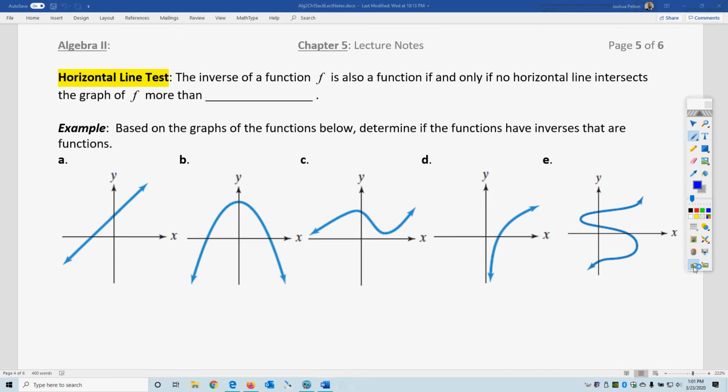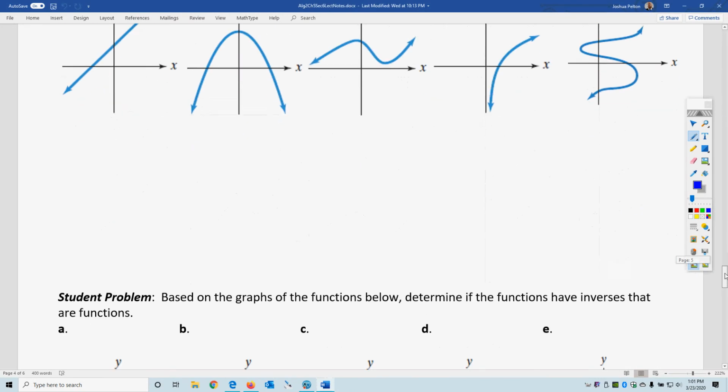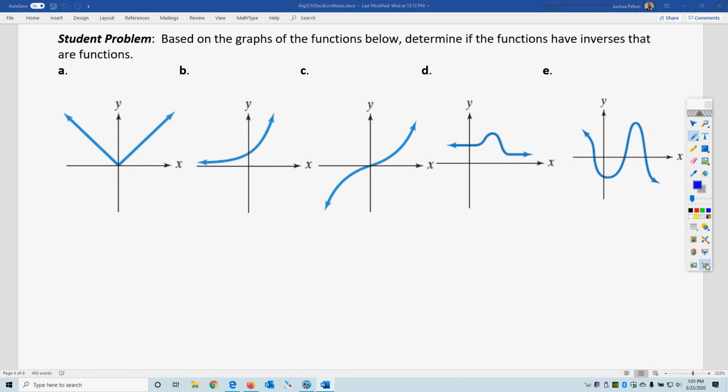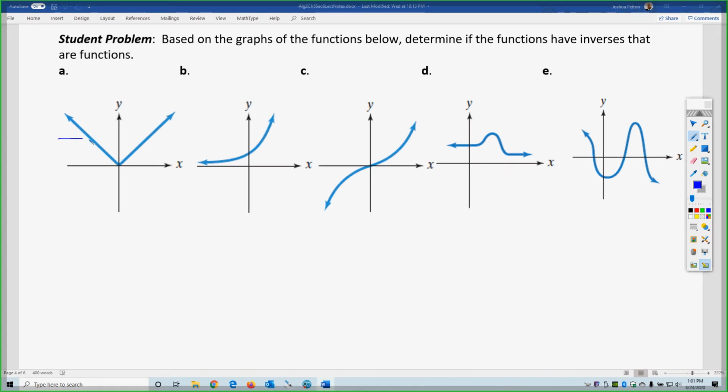Pause the video, try the student problems. Okay, for the student problems, the first one, which is an absolute value, has a problem. So no inverse function exists without domain restrictions. The third one, D, no inverse exists without domain restrictions. And the last one, E, also fails. So there is no inverse that exists unless you have domain restrictions.